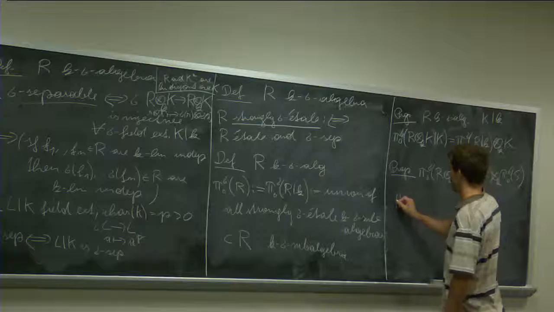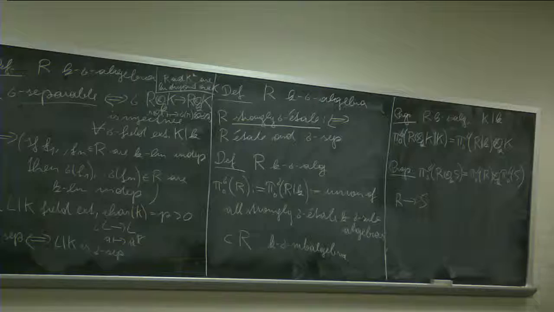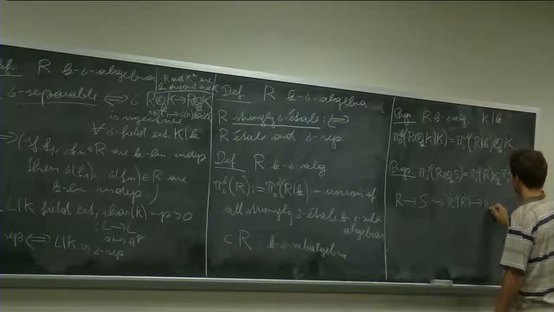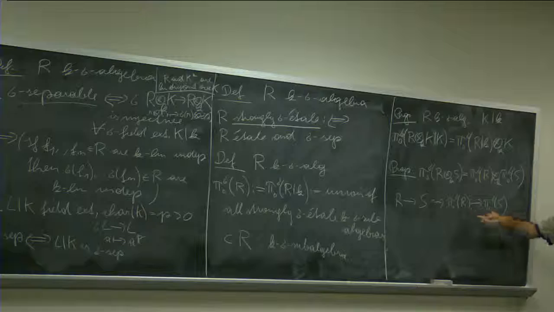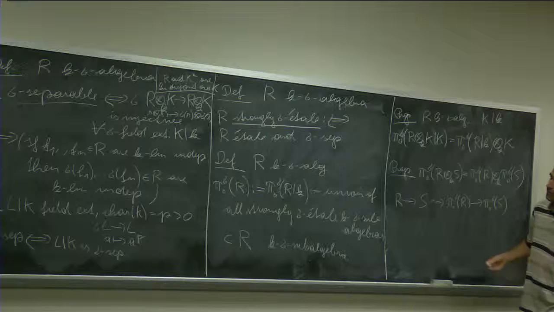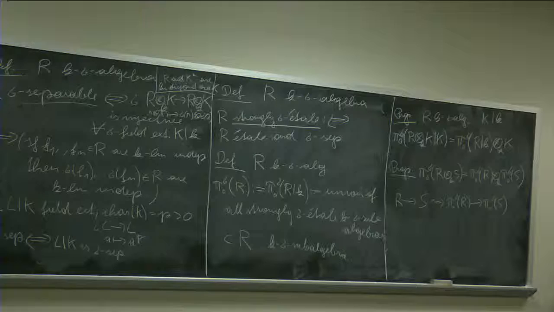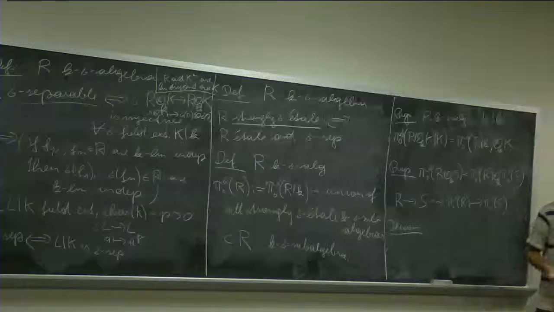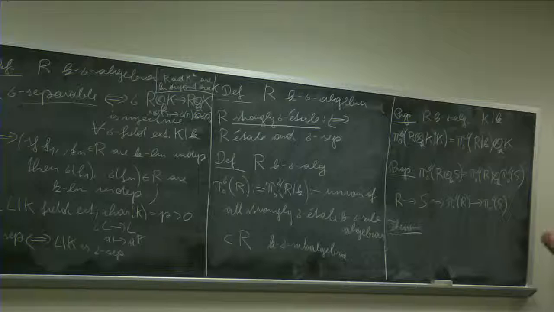So if you have a morphism of K sigma algebras from R to S, then just by restricting that morphism, this will induce a morphism from pi zero sigma of R to pi zero sigma of S. So you really land in pi zero sigma of S, because the quotient of a strongly sigma étale K sigma algebra is again a strongly sigma étale K sigma algebra. Okay, so this is a functor, and it's compatible with the tensor product, and from these properties, you immediately get that if R has the structure of a K sigma Hopf algebra, then also pi zero sigma of R will inherit the structure of Hopf algebra.